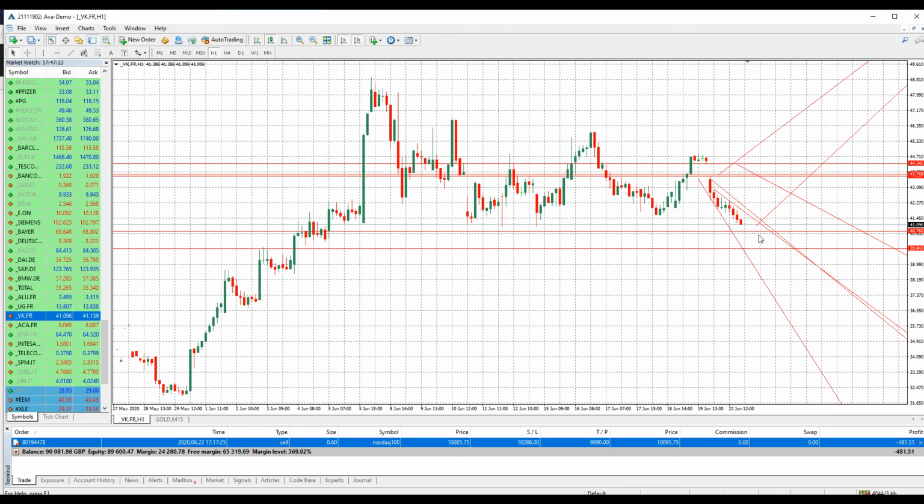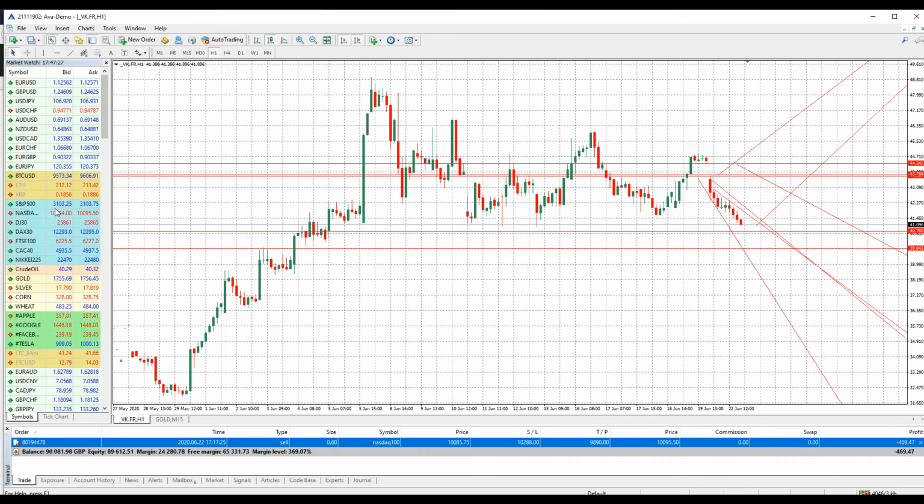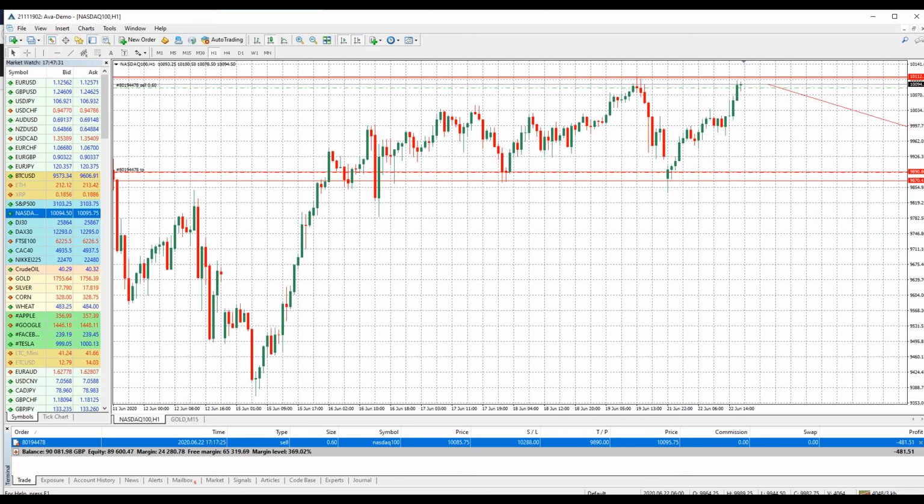I think there's going to be a lot of movement today, especially still on the major indices as we pull up NASDAQ and some of the other major indices, still testing the resistance. Still did not break even the first resistance level.